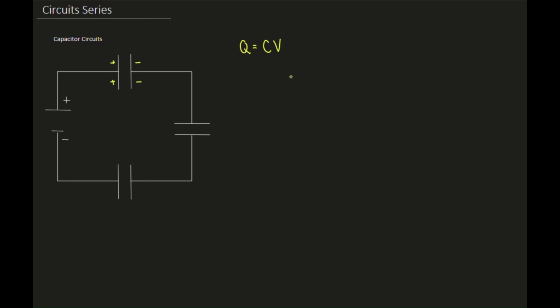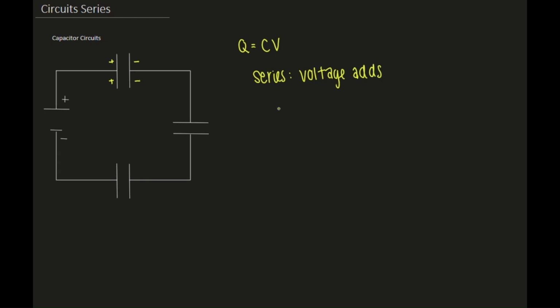So if the capacitors are in series, just like with the resistors, the voltage adds across the circuit. This is an in-series set of capacitors where voltage adds across the circuit, okay? The unit for charge, so Q is the charge, the unit for charge is the Coulomb.